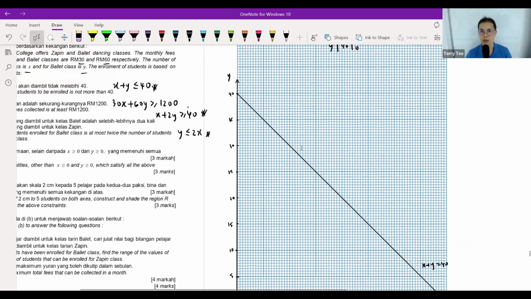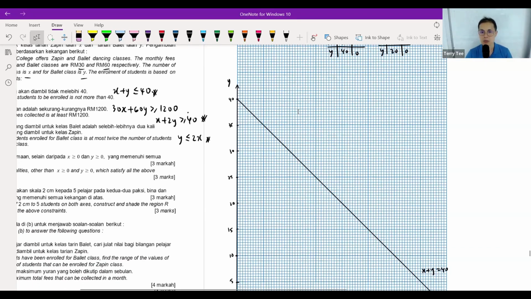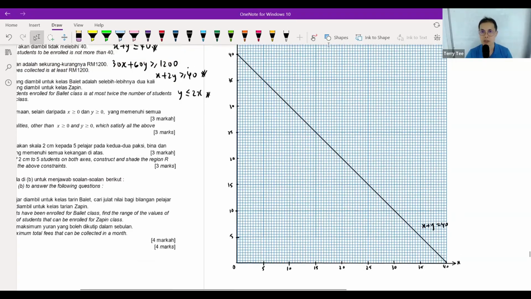The second line is x plus 2y equals 40. If you let x be 0, 40 divided by 2, y is 20. When y equals 0, x is 40. So the points are (0, 20) and (40, 0). (0, 20) is here, right? And (40, 0) is the same point here. So it looks like this. This is your x plus 2y equals 40.